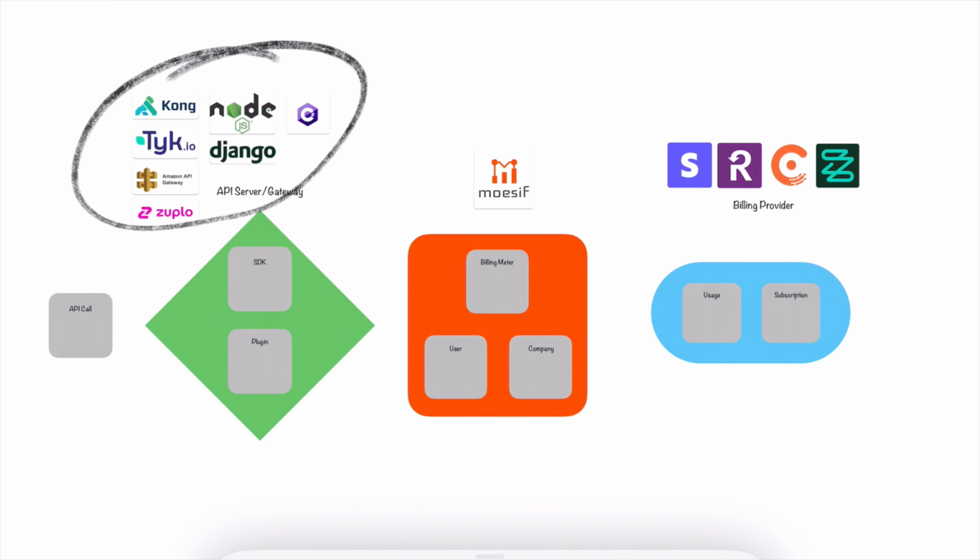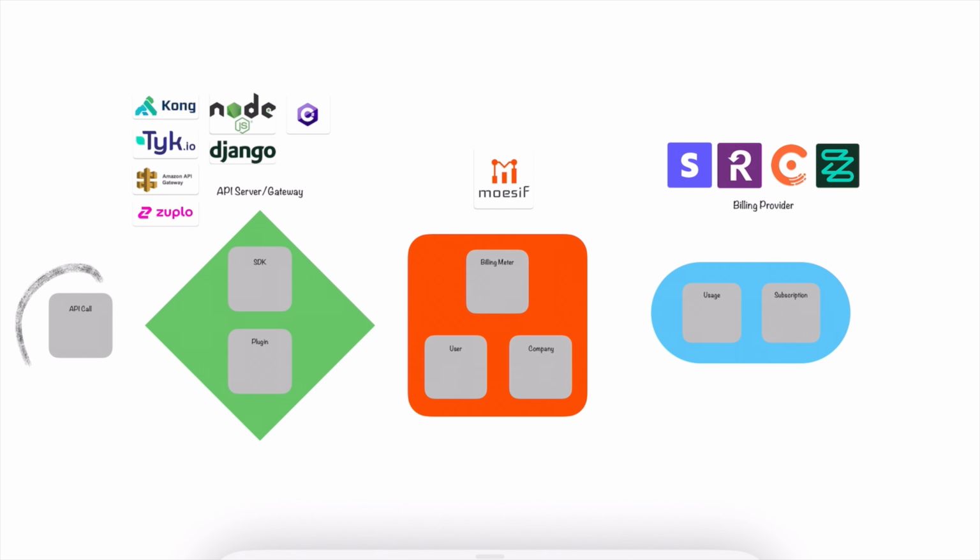Once that's there, now API calls, which we show here, coming through either the SDK or the plugin, will then get reported over to Moesif. Once the API call data has made it over into Moesif, this is where it gets picked up by a billing meter that you've created, which we show here.